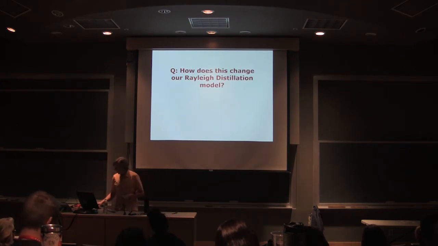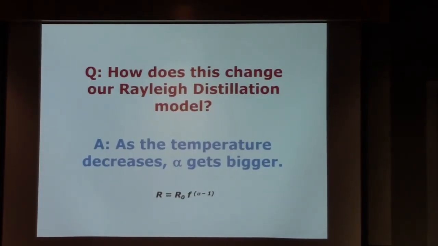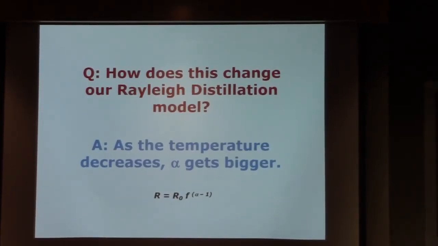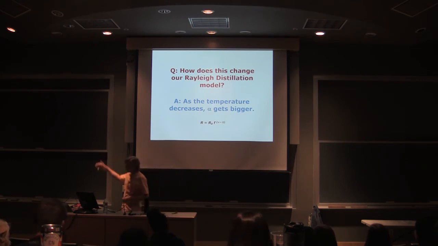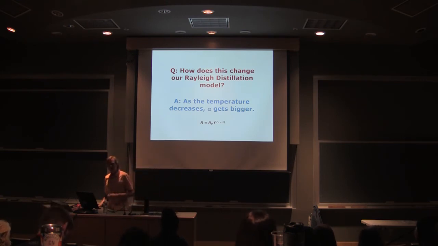How does this change our Rayleigh model? You guys already told me. As temperature decreases, as we cool that air mass and bring it through progressively more episodes of saturation, alpha gets bigger, and that's going to play into our Rayleigh model here.